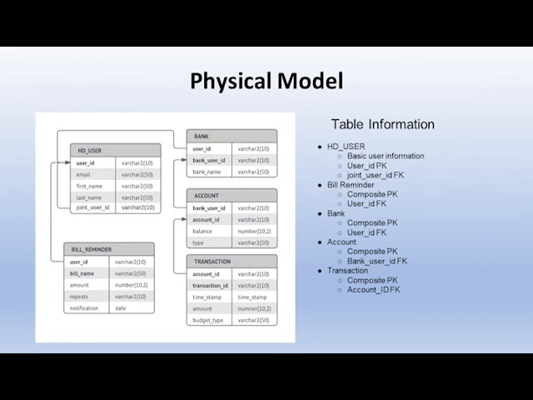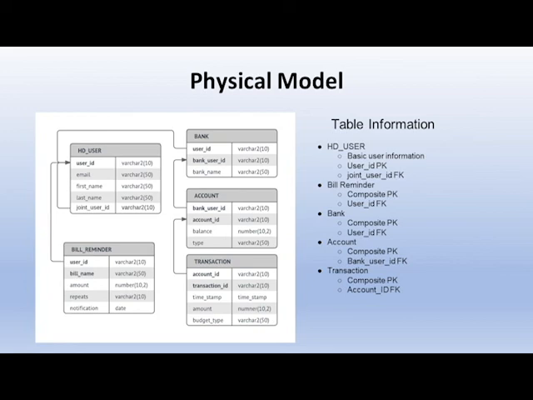And then we've got the bank table. The bank table has a composite primary key as well, and the rest of these do actually. So the user ID and the bank user ID are the composite primary key, with the user ID being the foreign key back to HD user. So whenever you're querying and you want to know which user is associated with which bank, you would use that user ID to join on.